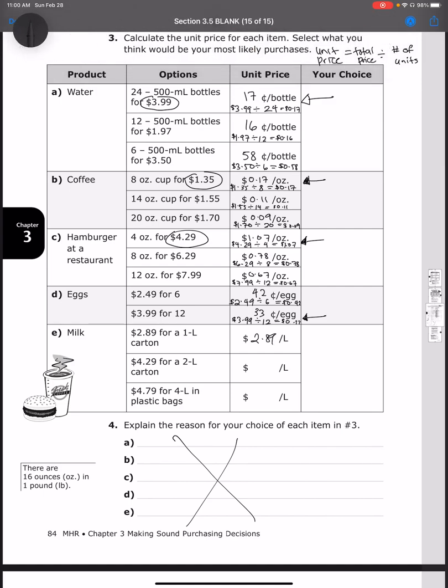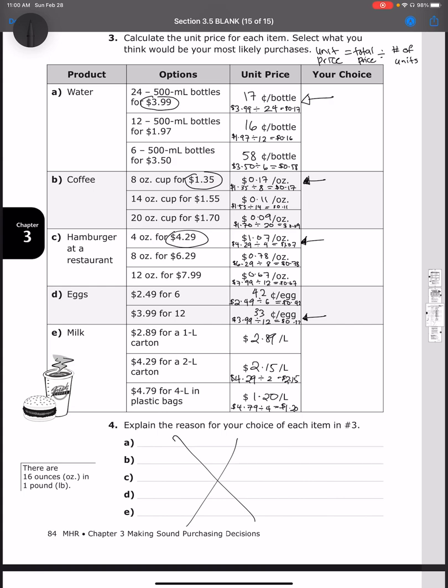That's the unit price. Okay, so for a 2 liter carton of milk that costs $4.29, the unit price would be $4.29 divided by 2, and that is $2.15 per liter. And a thing of milk that is 4 liters in plastic bags, like how we have it here in Canada, that costs $4.79. So if we do $4.79 and divide that by 4, we get about $1.20. So it'd be about $1.20 per liter.